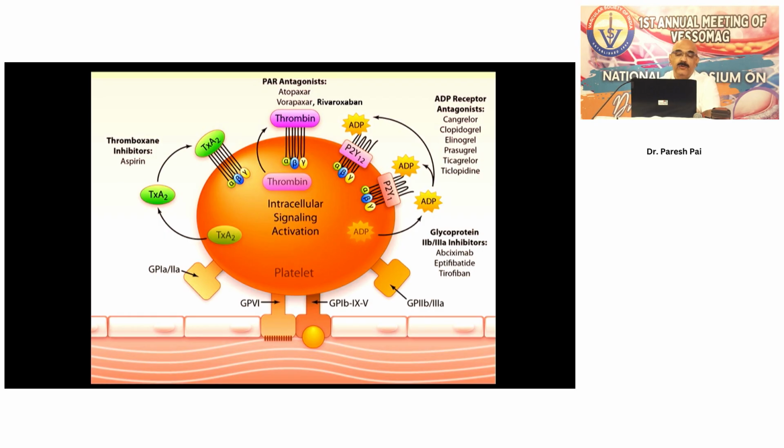This gives you a more detailed, easily readable format, which tells you the thromboxane inhibitor is aspirin, the PAR inhibitors are vorapaxar and rivaroxaban, the ADP receptor antagonists include clopidogrel, prasugrel, ticagrelor, ticlopidine, and the GP2B3A inhibitors, which is apixaban.